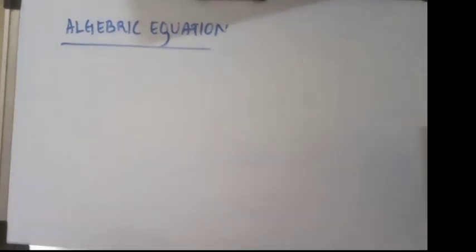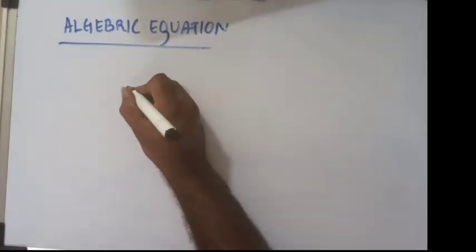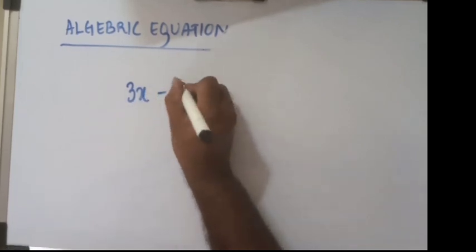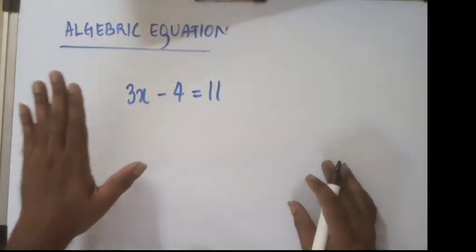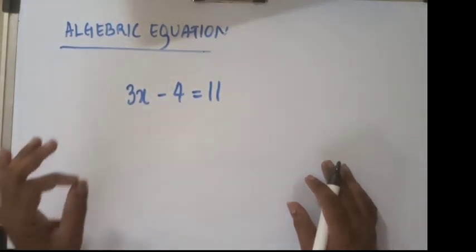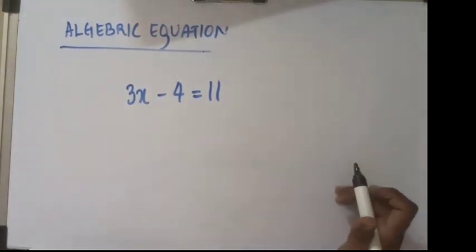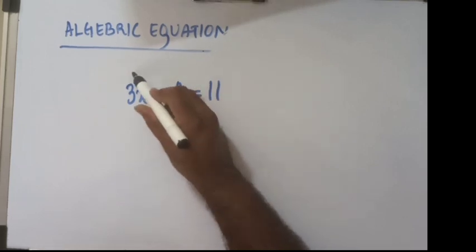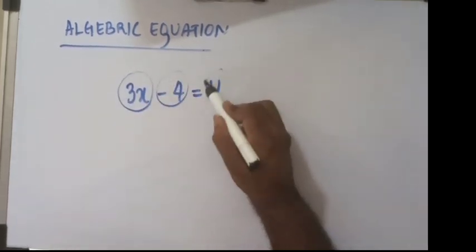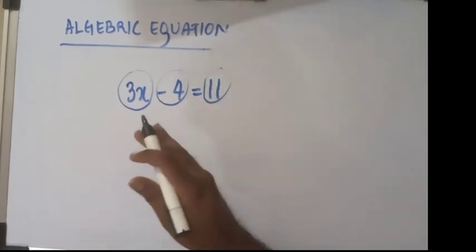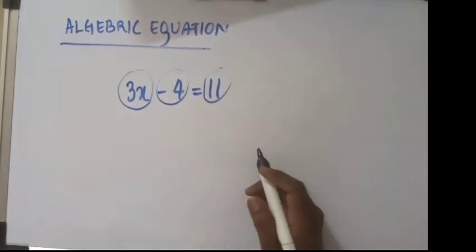Say children, there is another equation. Say the equation is 3x minus 4 equals 11. So whenever you have an algebraic equation, you will solve the numerical term first. So what is the numerical term? This is a variable term containing a variable. This is a numerical term and this is a numerical term. So first you bring the numerical terms together and then solve it.